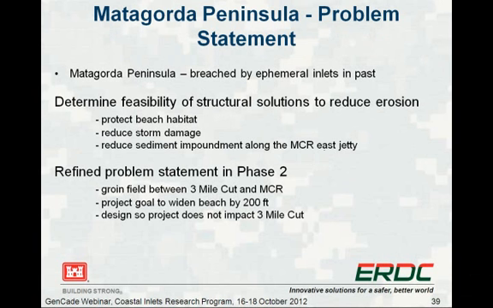This is the problem statement. It's been breached by ephemeral inlets in the past. We want to determine, again, the feasibility of structural solutions to reduce erosion, similar to Sargent Beach. These include protecting the beach habitat, reducing storm damage, and also reducing the sediment impoundment along the mouth of the Colorado River East Jetty.